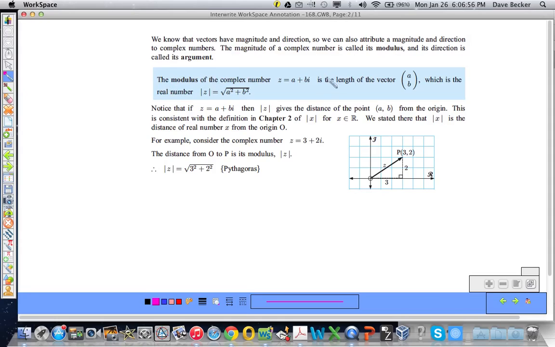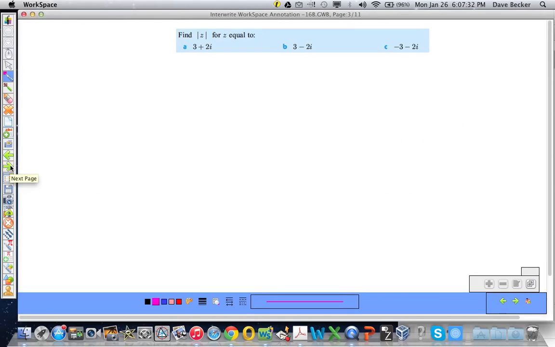The modulus of the complex number z equals a plus bi is the length of the vector, which is the real number mod z. Mod z equals the square root of a squared plus b squared, because that is the magnitude of the vector, which is the length. This is the distance from the origin, 0. So modulus and absolute value are really the same concept. There's a little bit more connecting it here. I'm not going to go through it; hopefully it is obvious.